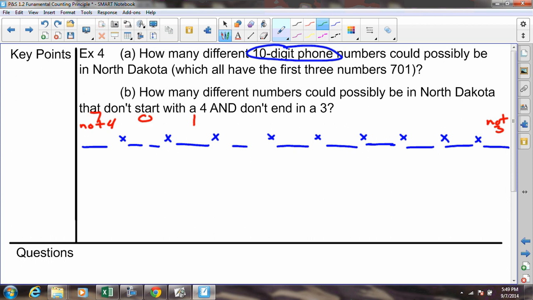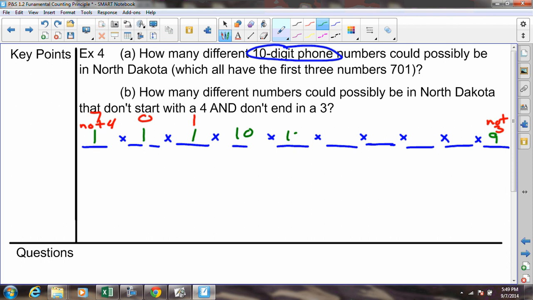Well, in the first slot, it has to be a 7, and it has to be not 4. How many numbers fit that bill? Just a single one. It has to be the 7, and since 7 is not 4, we have a single choice. Like last time for the 0 and the 1, there are single choices. At the very, very end, for not a 3, there are 9 numbers that are not 3 for single digits.